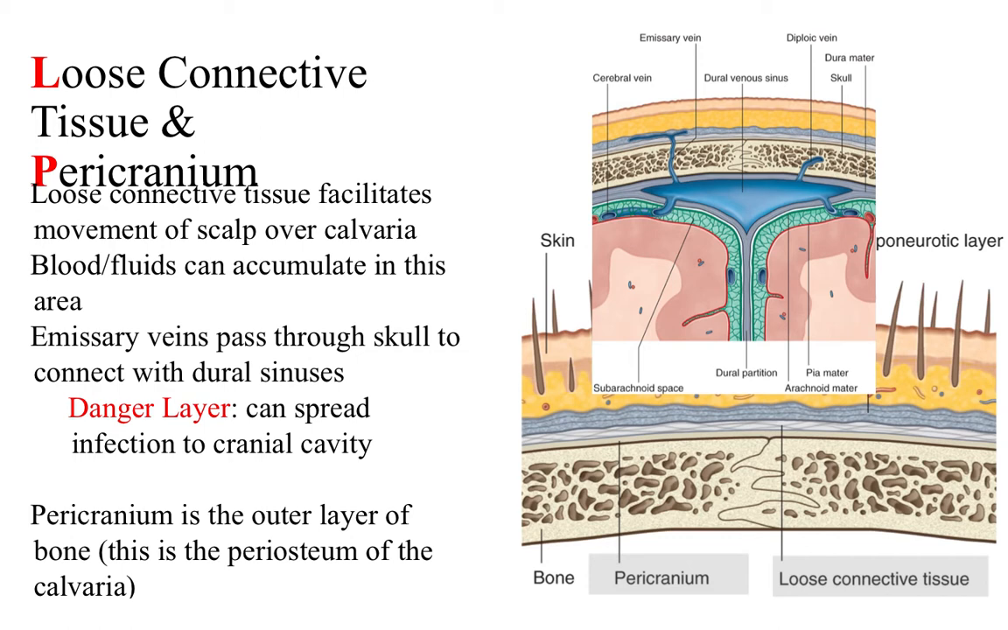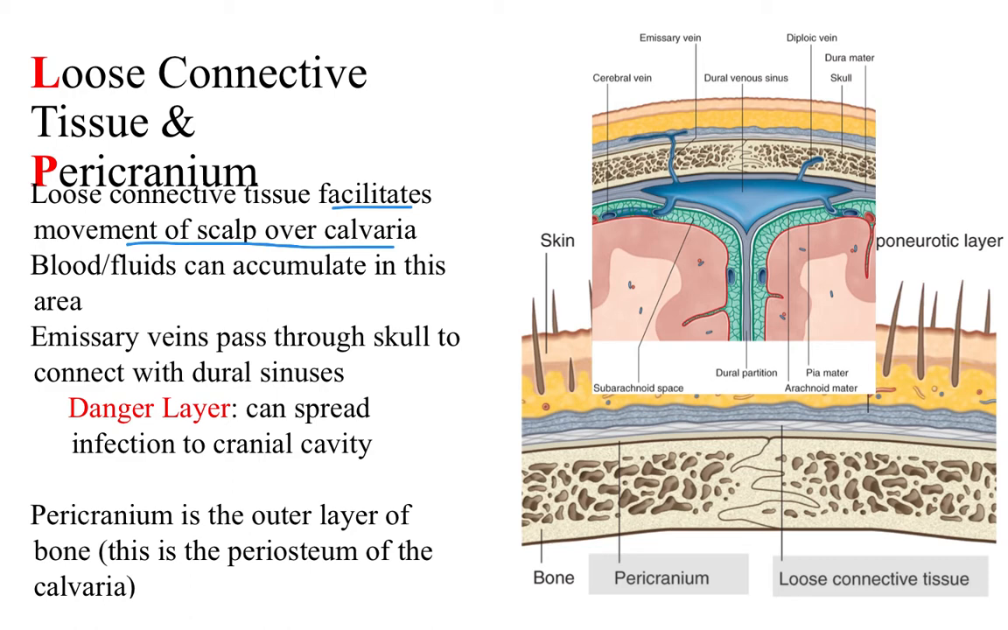So the loose connective tissue layer, as it says here, facilitates movement of scalp over the calvaria, so movement of the scalp over the skull cap. So if you take your hand and put it on your head tightly and then move around, you can feel the scalp moving around over the skull. And so that's because of what's going on in the loose connective tissue.